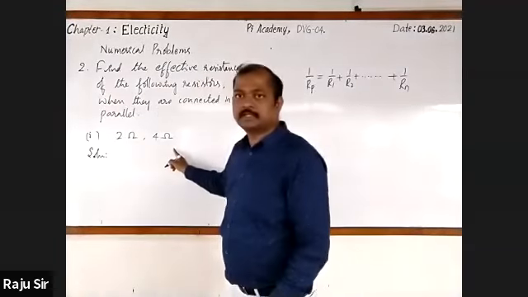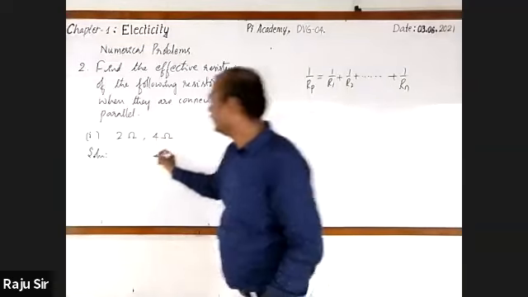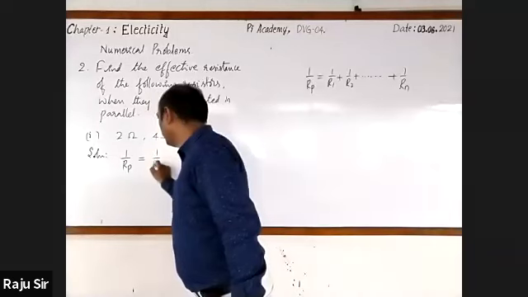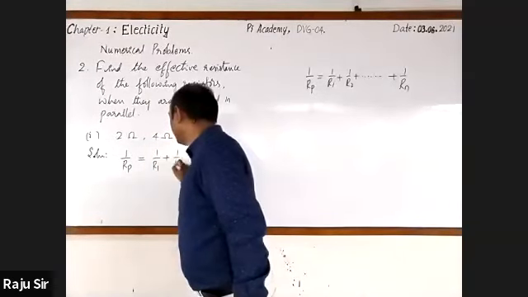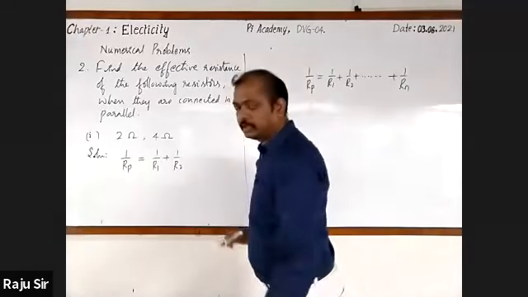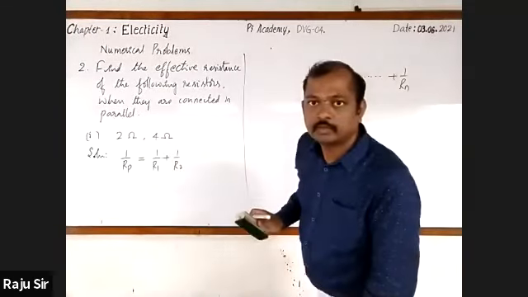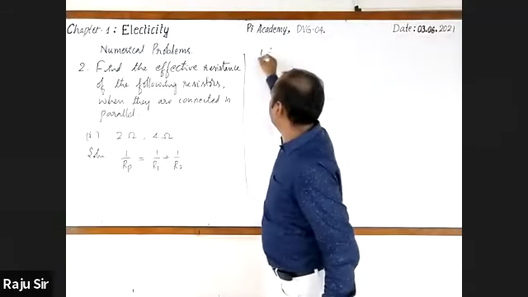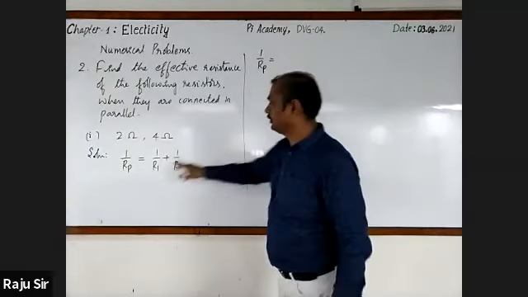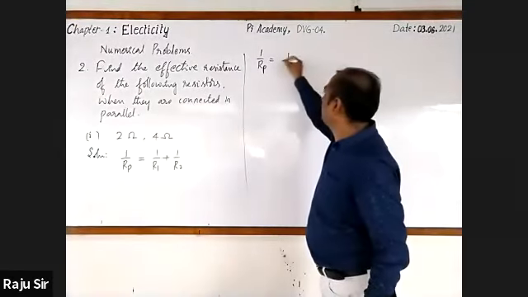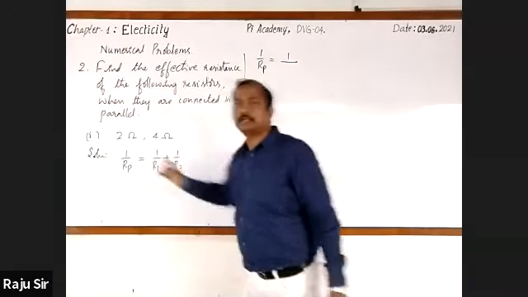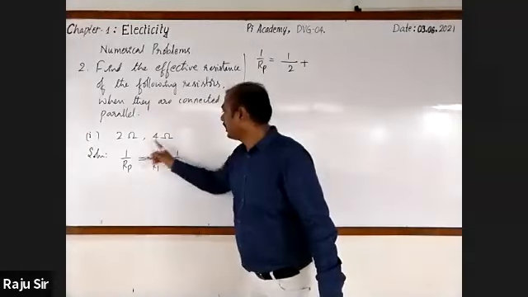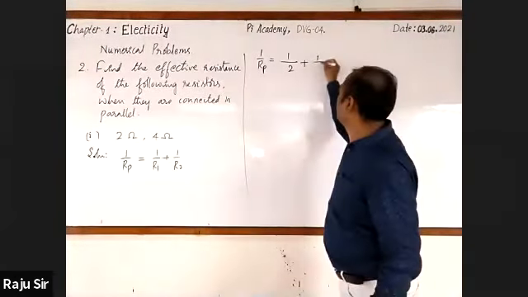There are two resistors. They are connected in parallel. Then the effective resistance can be written as 1 by Rp is equal to 1 by R1 plus 1 by R2. 3 by 4 ohm. Let us check it. 1 by Rp is equal to 1 by R1, where R1 is 2 ohm, plus 1 by R2, and R2 is 4 ohm, 1 by 4.